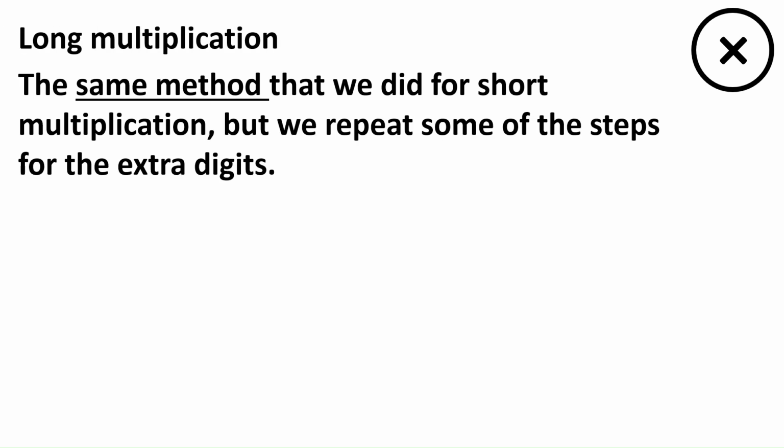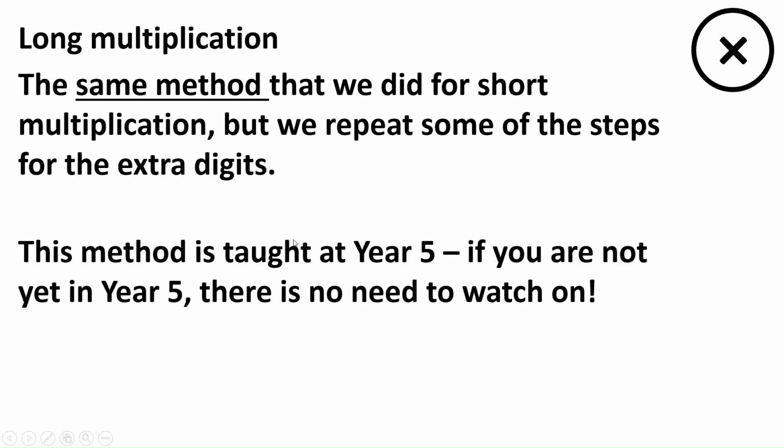So, now that we've done short multiplication, let's have a look at long multiplication. This is the same method that we did for short multiplication, but we repeat some of the steps that we did for the extra digits. So remember when I said we do 2 digits multiplied by 2 digits or 3 digits or 4 digits, we need to repeat some of the steps for those extra digits. This method is also the one that's beginning to be taught at Year 5, so if you're not yet in Year 5 then there's no need to watch on and you can leave the video.